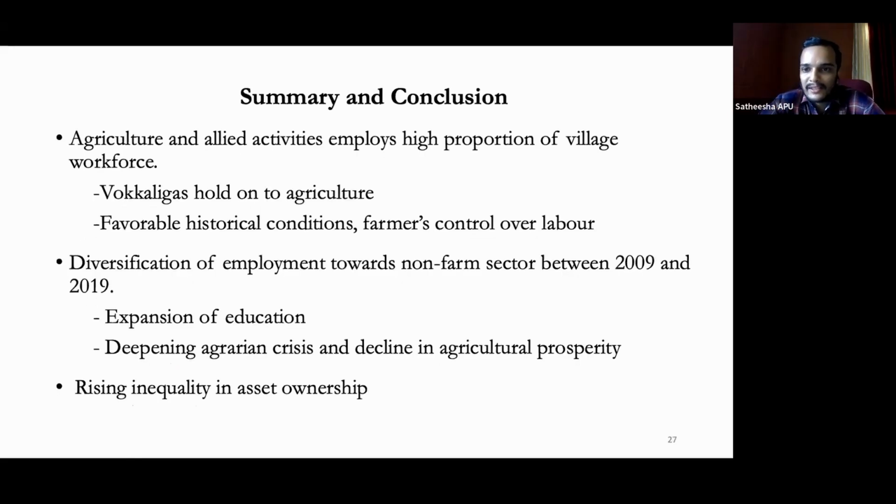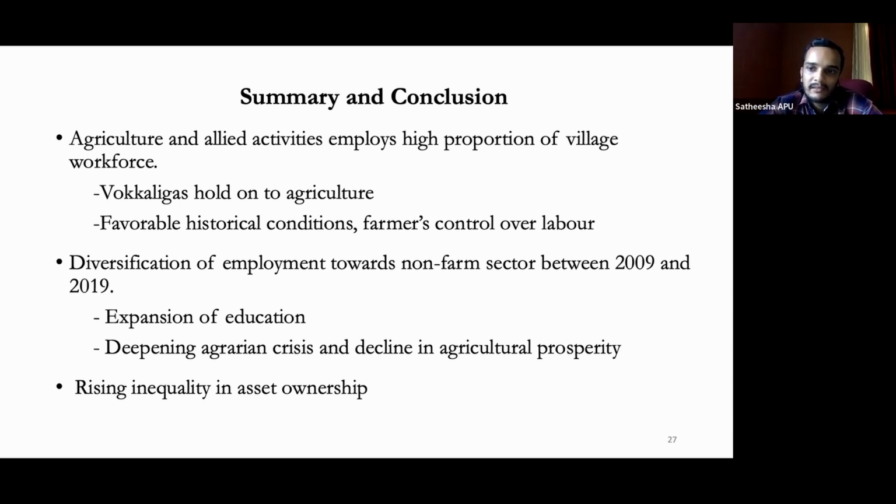So finally, I'll summarize the main findings of my study. We have seen that agriculture and allied activities employ a high proportion of the workforce in Alabujanahalli. If you look at the caste-wise distribution, Vokkaligas hold on more to agriculture, and they are also the land-owning class. A number of factors, most importantly favorable historical conditions such as agrarian structure, access to irrigation, changes in cropping pattern, and also farmers' control over labor, might have contributed to the sustenance of agriculture in Alabujanahalli.